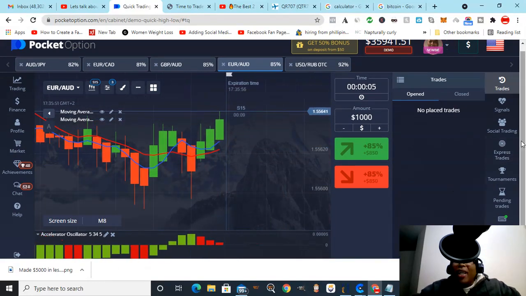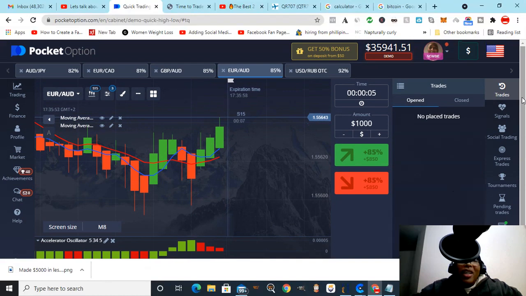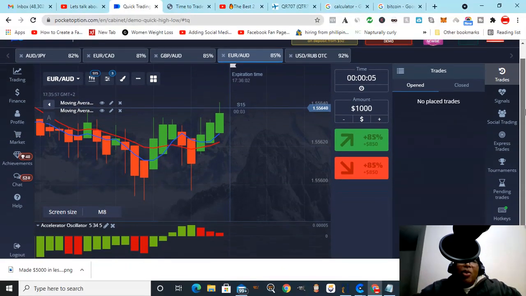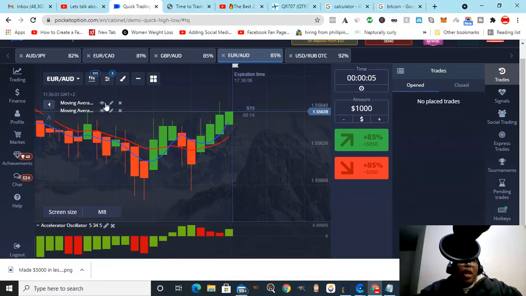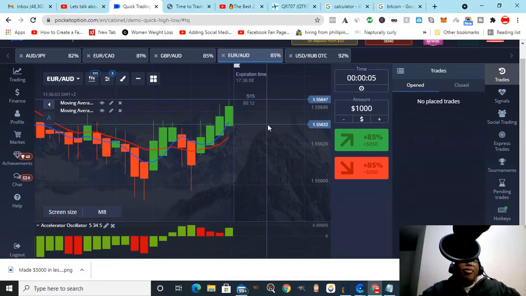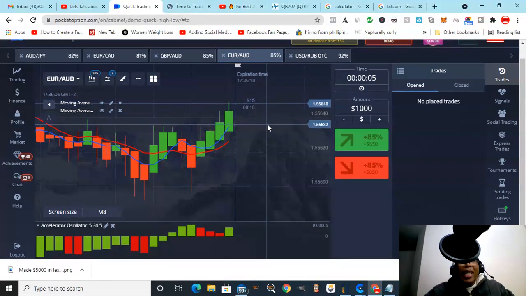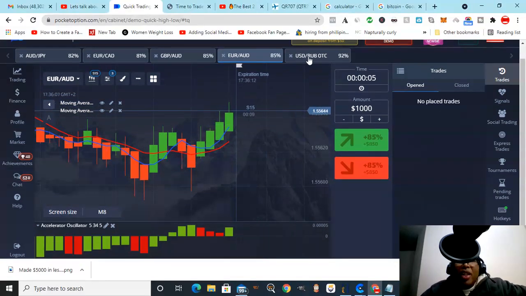Now, with this strategy, you can trade both OTCs and currency pairs. Like now, the OTCs are not paying much, so I'm using the currency pair here. Right now, we are looking at the Euro AUD, okay? We have our candles at 15 seconds. Trade time is 5 seconds. You can see it right here, 5 seconds.